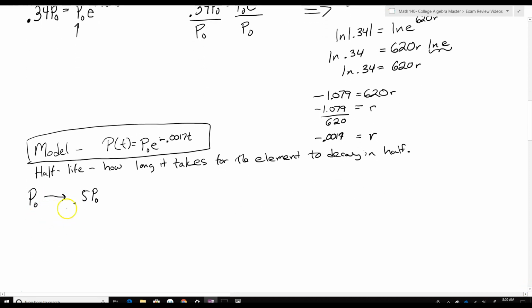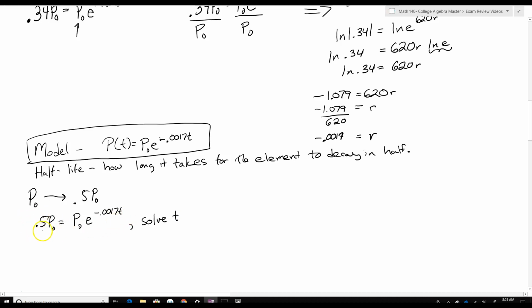And so what I'm going to do is put that into my model. So that's going to be 0.5 P naught equals P naught e to the negative 0.0017 t, and then we're going to solve for t. That's the amount of time, right, to find the half-life. Now, a couple of things that you might want to notice.